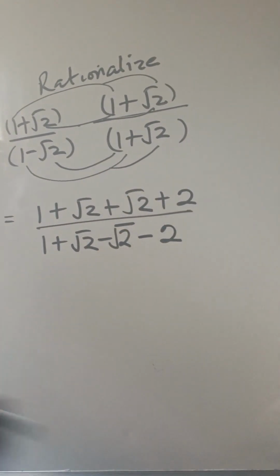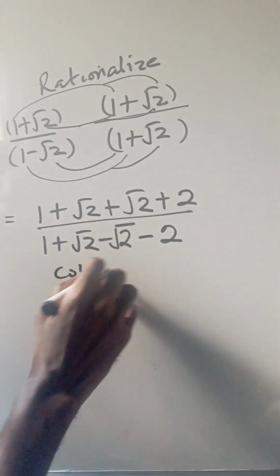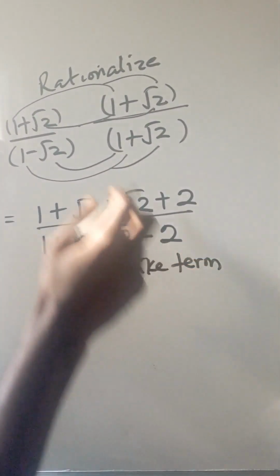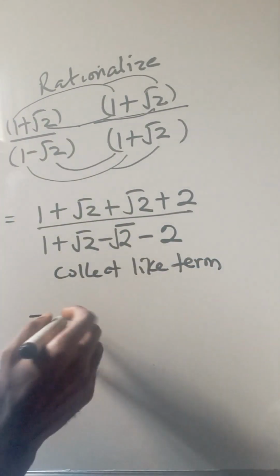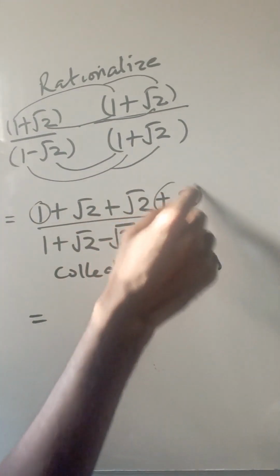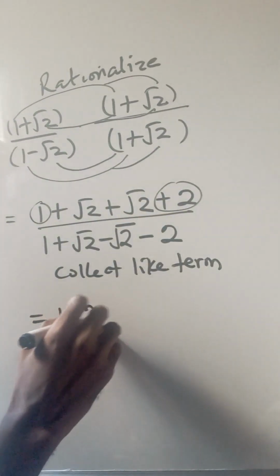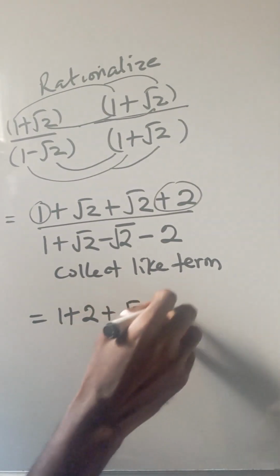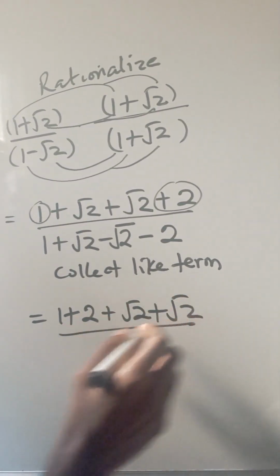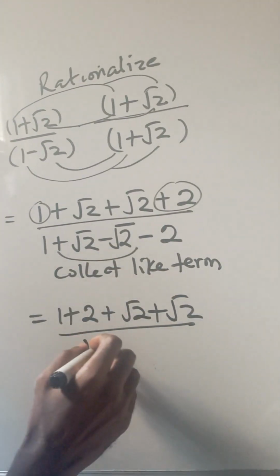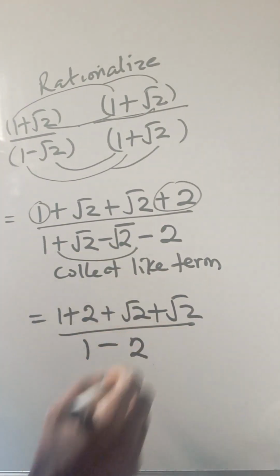Now, next step is we are going to collect like terms. Most times when you rationalize surds, you have to collect like terms. So I'm saying 1 plus 2, plus root 2 plus root 2. And here, this will give us 0. So we are left with 1 minus 2.